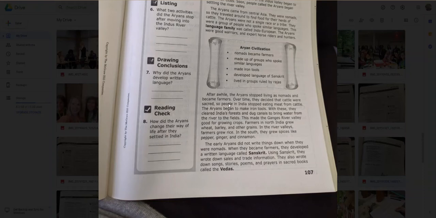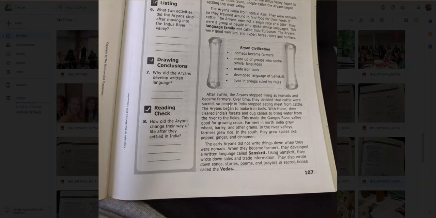Number 7, why did the Aryans develop a written language? Well, they wanted to write stuff down because, as you're going to see in the next paragraph, the early Aryans did not write down things when they were nomads. When they became farmers, they developed a written language called Sanskrit. Using Sanskrit, they wrote down sales and trade information. They also wrote down songs, stories, poems, and prayers in sacred books called the Vedas.